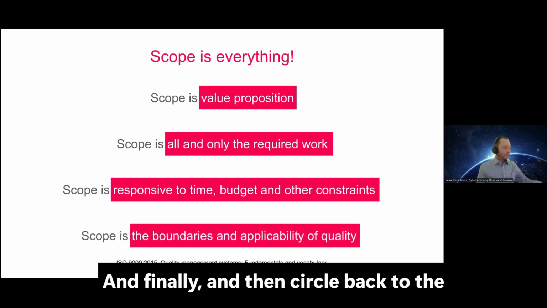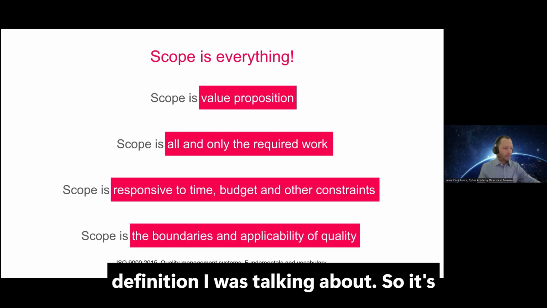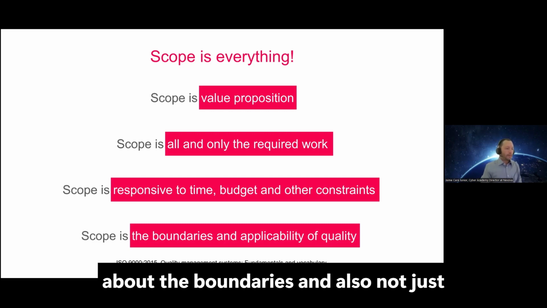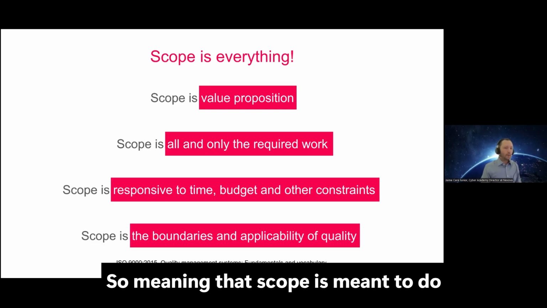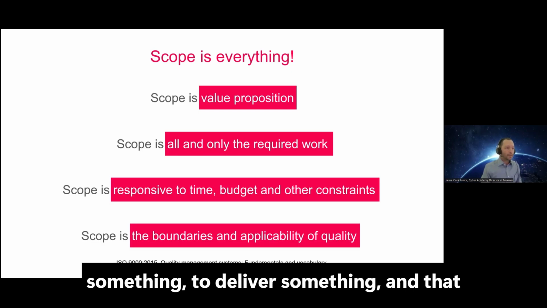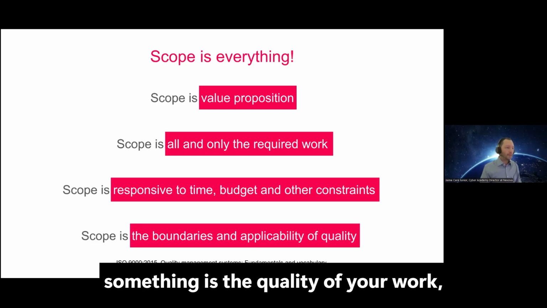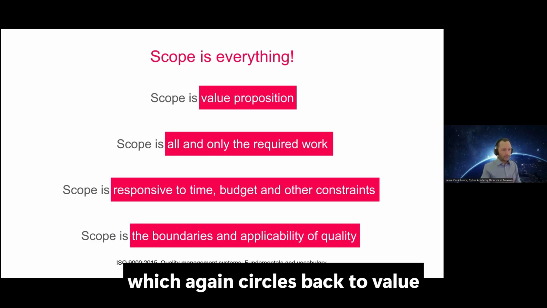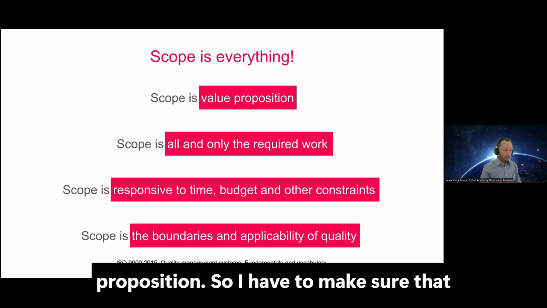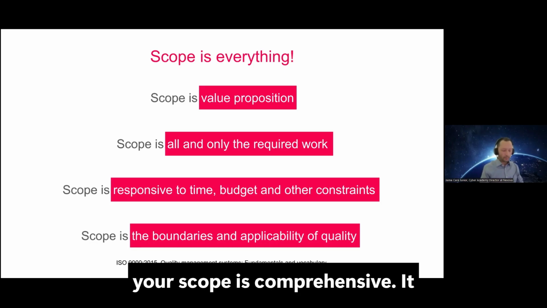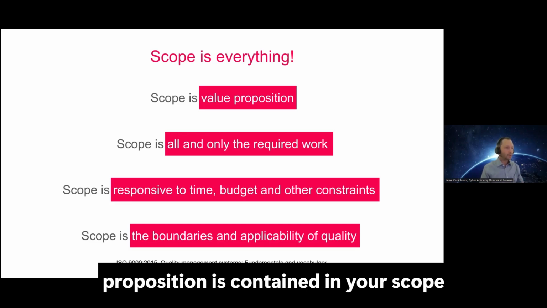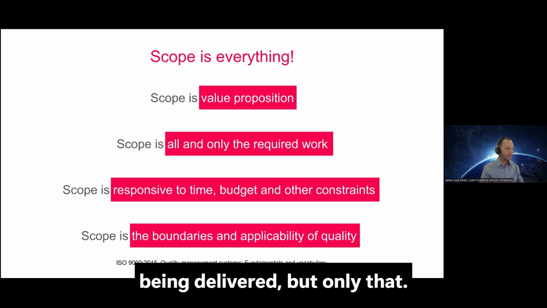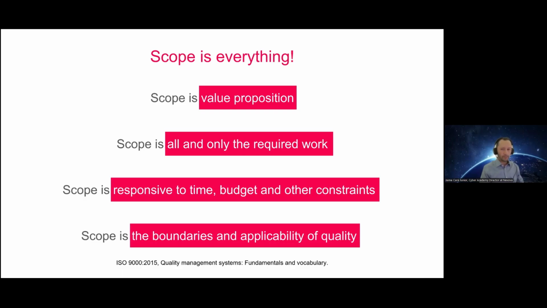And finally, this circles back to the definition I was talking about. So it's about the boundaries, and also not just boundaries, but applicability. Meaning that scope is meant to do something, to deliver something, and that something is the quality of your work, which again circles back to value proposition. So I have to make sure that your scope is comprehensive. The entire value proposition is contained in your scope being delivered, but only that. So that's the key takeaway here.